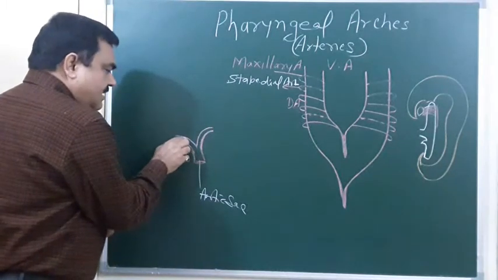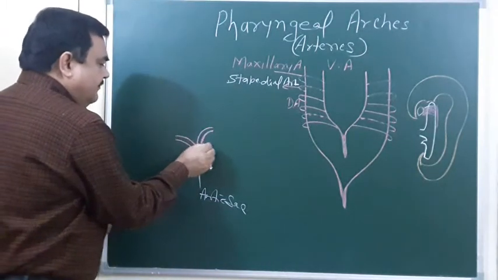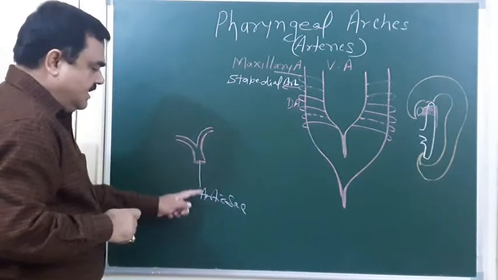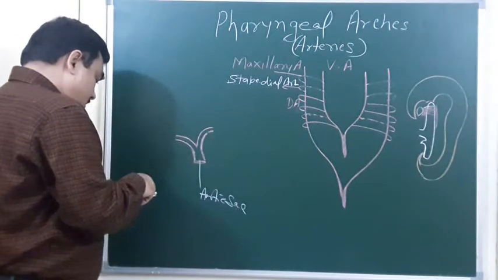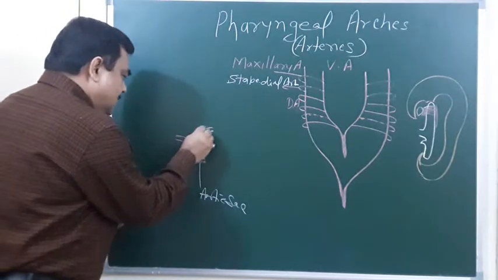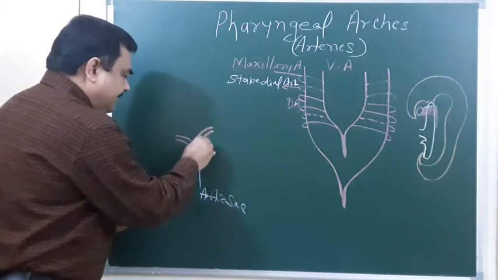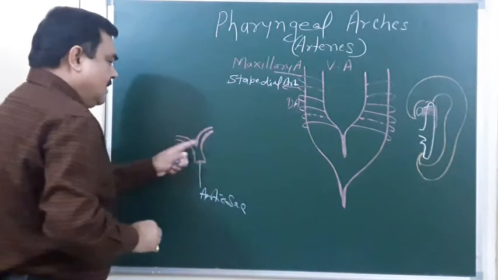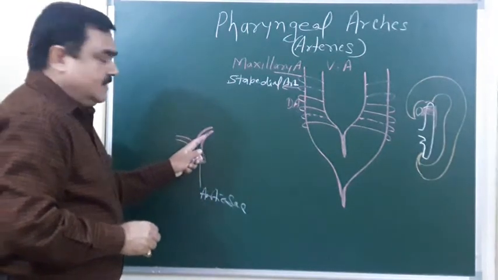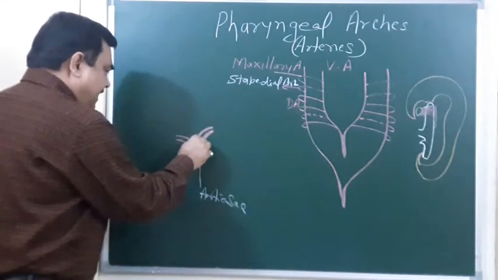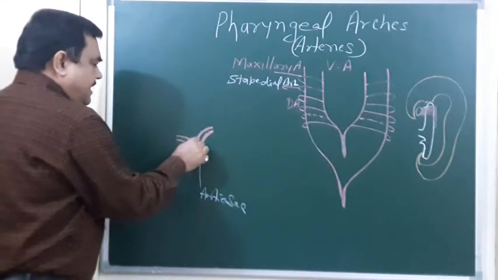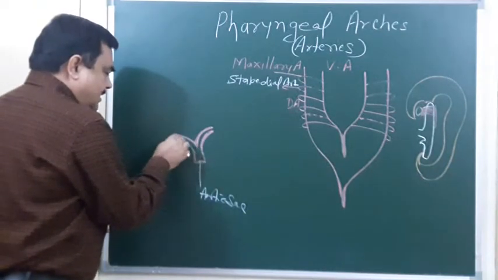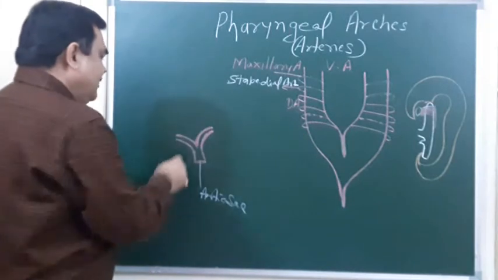And this is left horn. This is right horn. This is left horn. This is right horn of the aortic sac. So, this left horn of the aortic sac forms the proximal part of the arch of aorta, the ascending part of the arch of aorta, ascending. And here this part, this portion, this right horn forms the brachiocephalic artery.